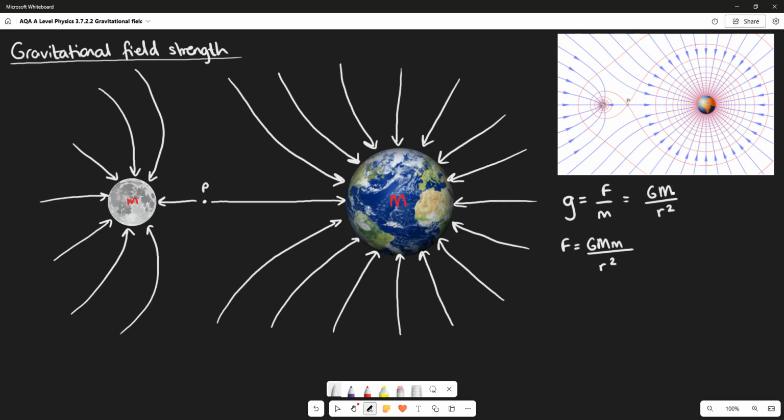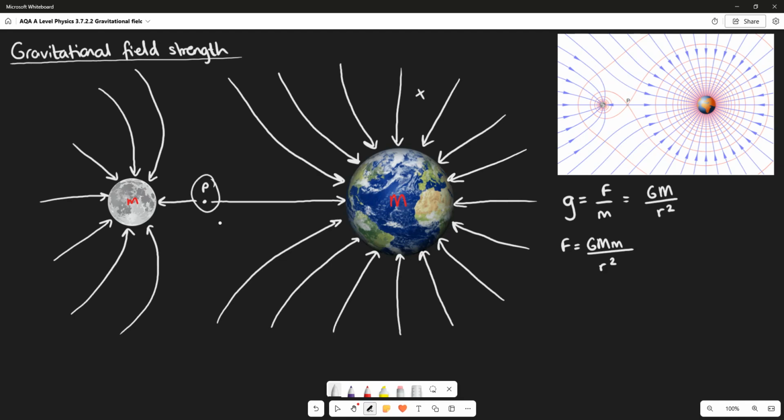What this tells us is that at any location within the Earth's gravitational field, we can calculate the gravitational field strength. Note that we've not put a mass here, we are just looking at the location. And the gravitational field strength at this location is equal to big G multiplied by the mass of the object creating the gravitational field divided by the square of the distance it is away from the center of that mass.